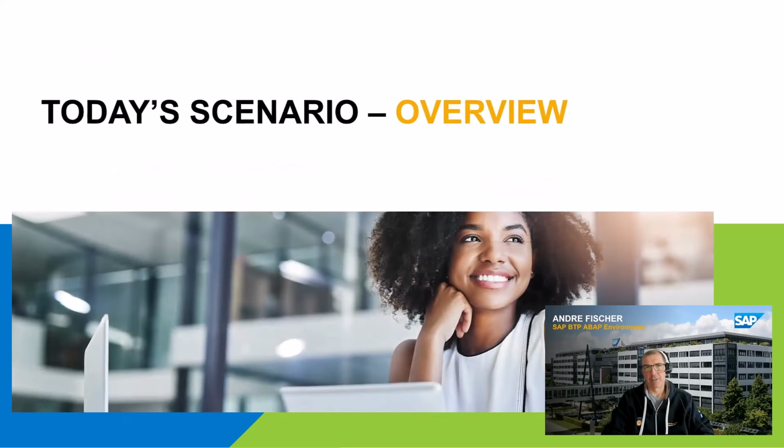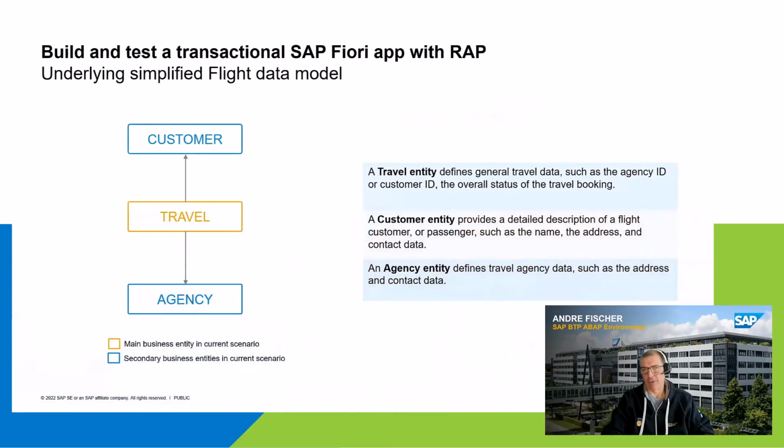Okay, so what is the scenario that I would like to talk about today? It's a travel scenario. But not this old, in quotes, travel scenario, you know, from the past. We have revamped this now, and it's available in GitHub. And the scenario is to build your own app that manages travel instances. From the existing scenario, we will leverage customer data and agency data so that we don't have to create all this stuff ourselves. And our main business entity will be the travel data.